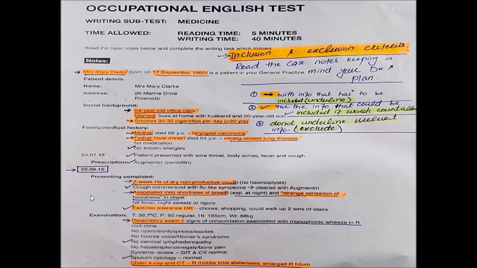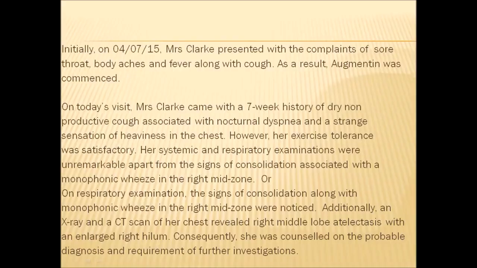Okay guys, so on the next visit, which was on the 22nd of August 15, the presenting complaint was a 7-week history of dry, non-productive cough associated with mild shortness of breath and a strained sensation in the chest. Exercise tolerance test was okay. Okay, let's see how we have written. On today's visit, Mrs. Clark came with a 7-week history of. So always use the article a with history.